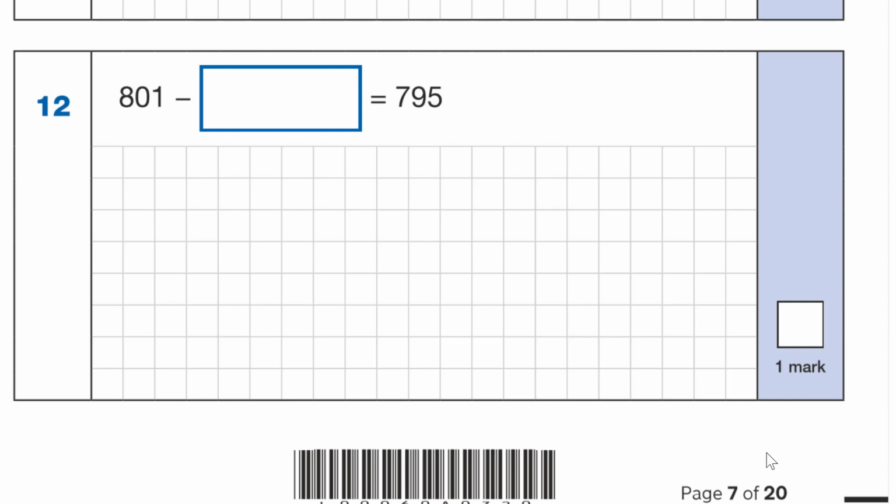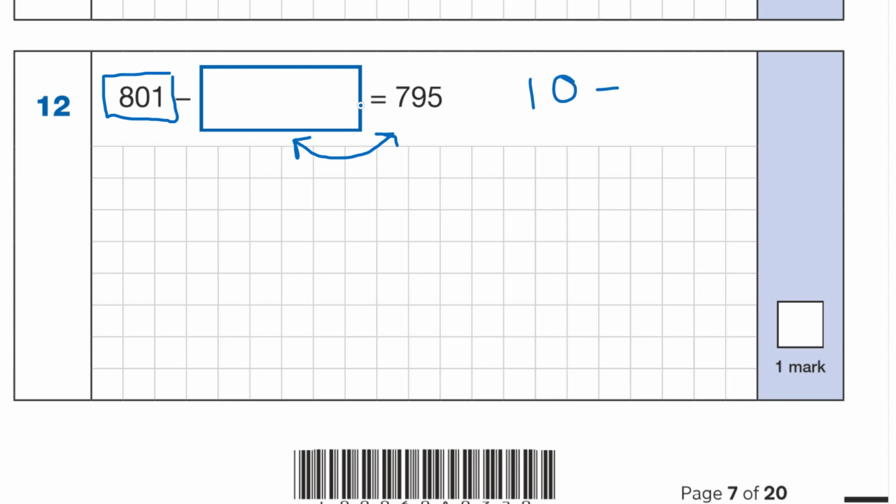Question 12, 801 subtract something equals 795. Now here, if you understand how subtraction works, you will know that these two numbers are interchangeable. Okay, so when you are subtracting, the first number must stay the same. That can't be swapped around because that's the biggest number in this number sentence. But these two numbers can change around. And I'll demonstrate like this.